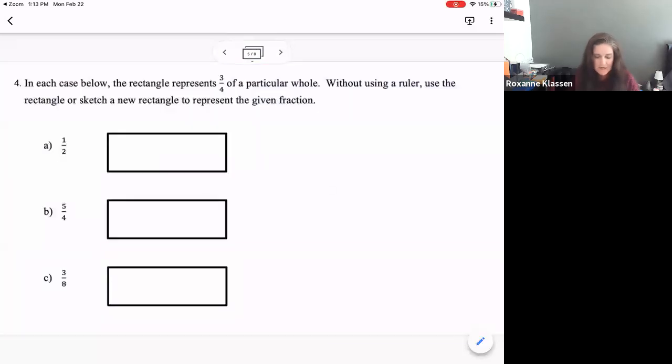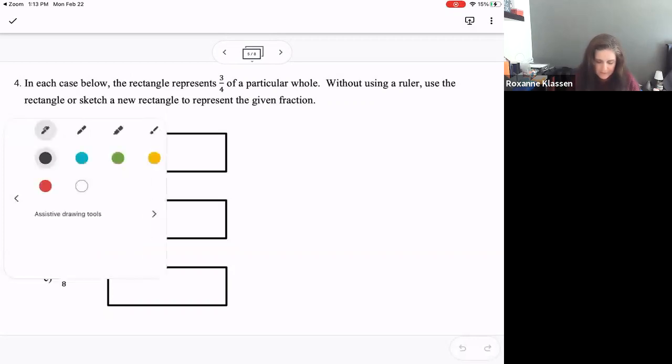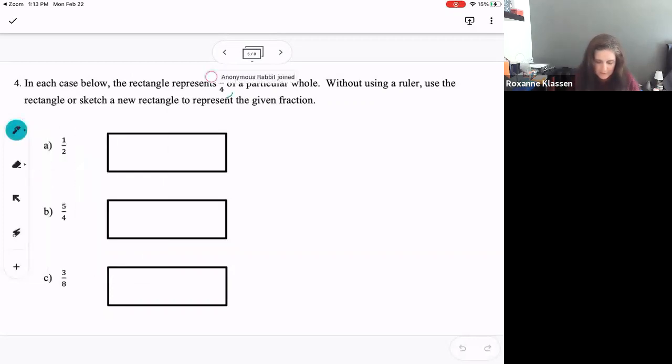Okay, then please, please, please look at this. Do you see how it says the rectangle represents 3/4? Do you see that right there? So do not pretend this is a whole, because it's not. This is only 3/4. Yes?